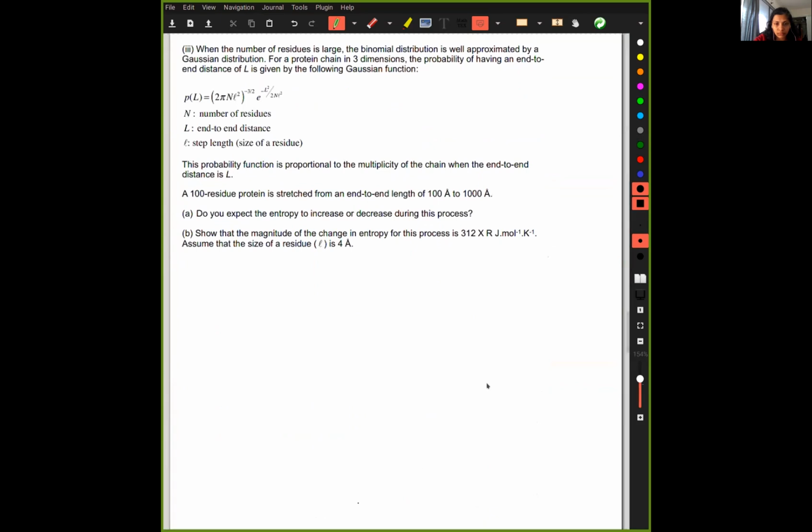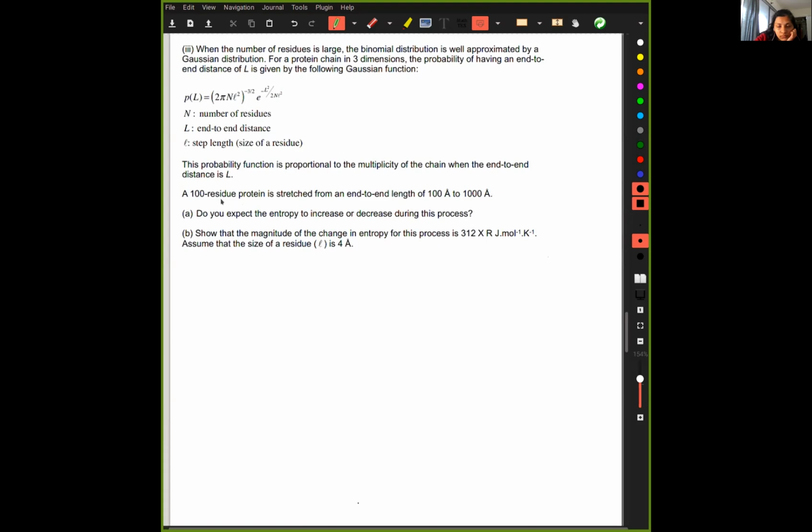All right, and for the last part of the problem, it's noted that when the number of residues is large, the binomial distribution is approximated by a Gaussian distribution, and you're given the three-dimensional function for the Gaussian distribution over here. And this probability is proportional to the multiplicity of the chain, where the end-to-end distance is capital L over here. So essentially, given your two constants, the number of residues and the step length of each residue, you have a function in terms of the total displacement.